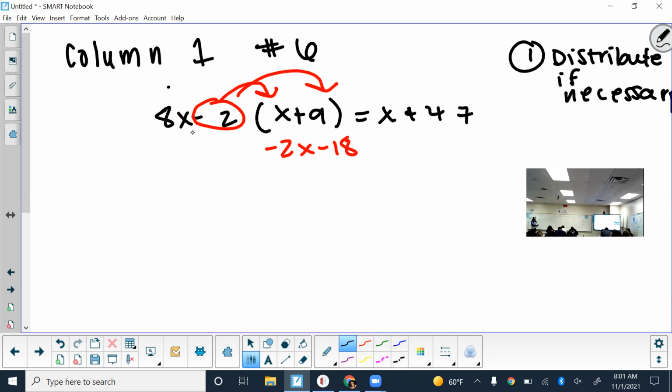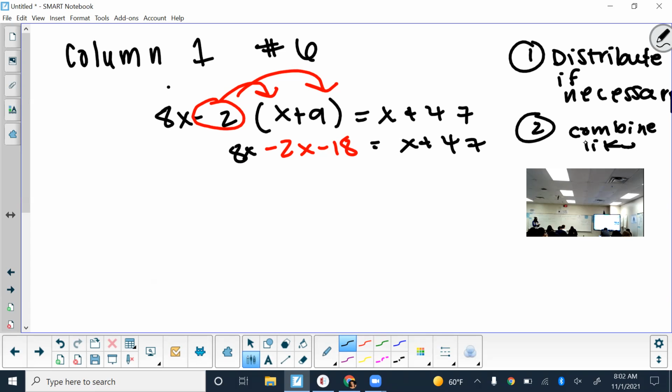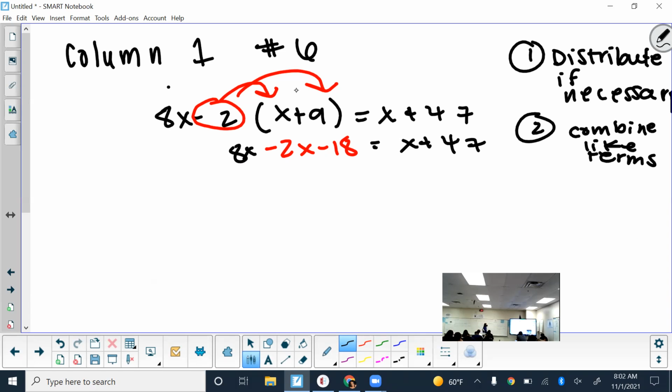All right, then bring everything else down. We have an 8x. Bring down equals x plus 47. So we did step 1. What's step 2? Combine like terms. You guys know what like terms are? All right, so those are numbers that have the same exact variable. So like, let's look at the left side of the equation. Are there any like terms that I can combine?